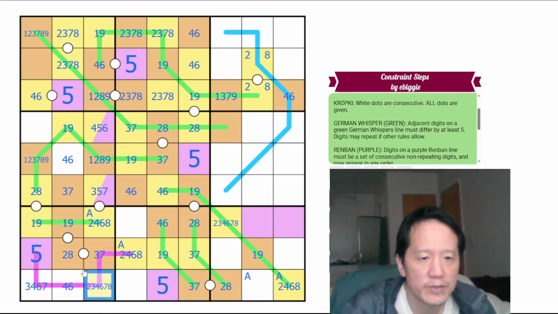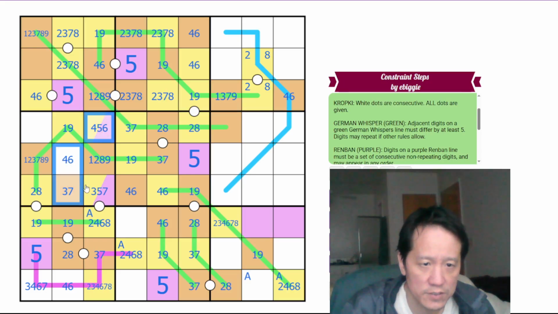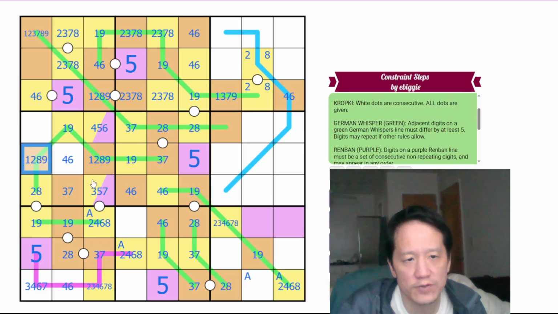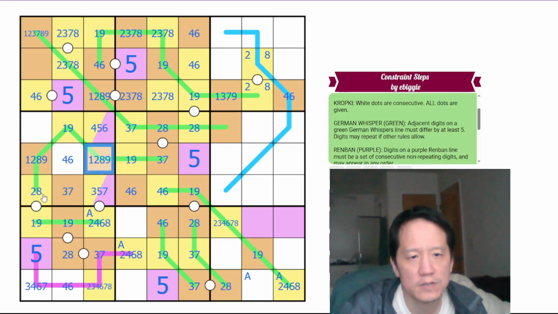No, we don't know anything about that. This is 4, 6. This cannot be orange 3, 7. So we have both orange 1, 2, 8, 9s. This is 3, 4, 6, 7. We're not sure which is which, though.